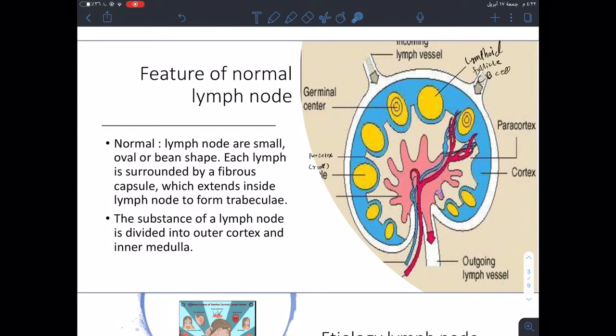And as we know, the lymph node is very important in our immune system because it has two components: lymphoid follicles that contain B cells and the paracortex that contains T cells.